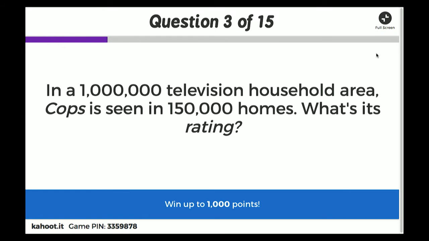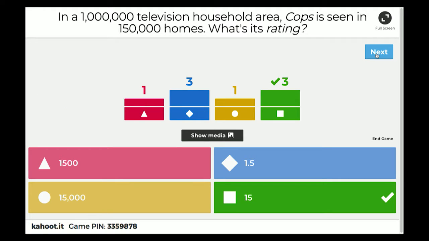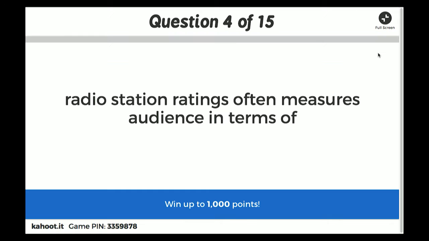In a 1 million television household area, that's your universe, COPS is seen in 150,000 homes. What is its rating? All right, well, some people got it. Rating 15. We will review the math again before the exam. Let's do that, because boy, we're tired of all this now.